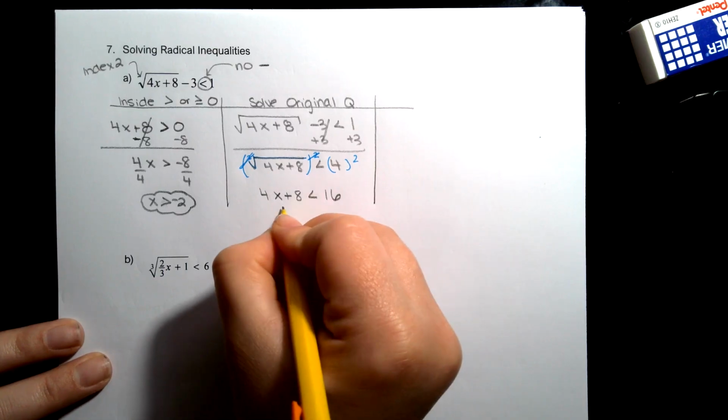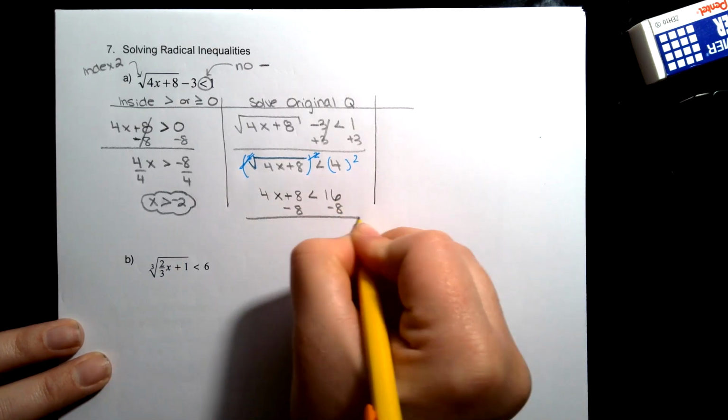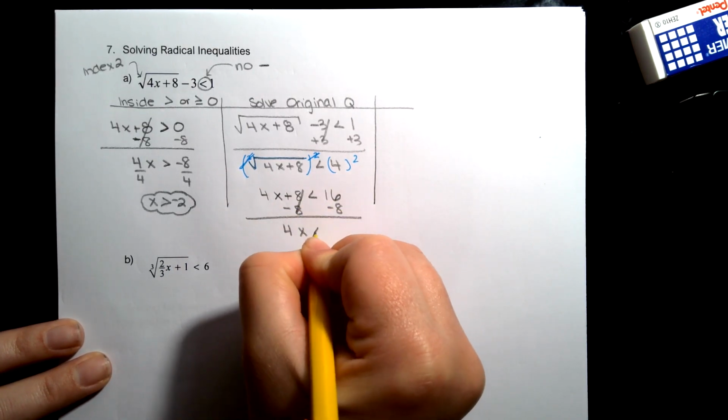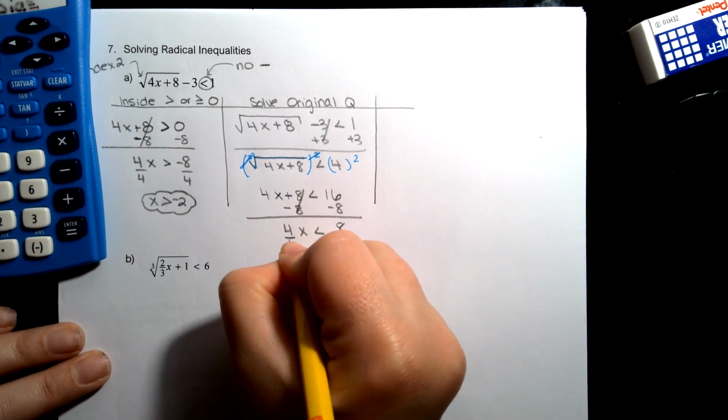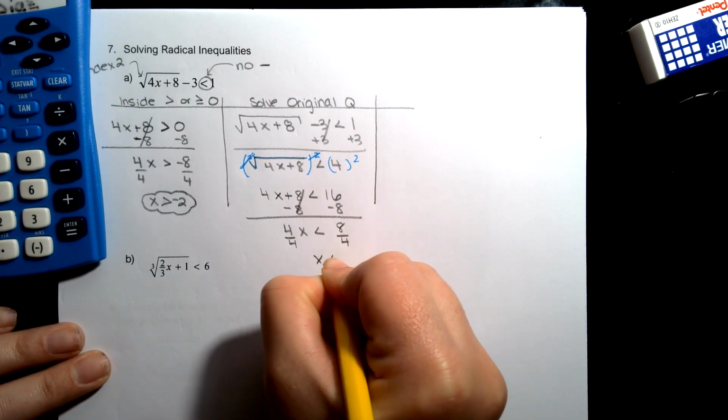We continue solving. So far, we have not multiplied or divided by a negative number. So our symbol, notice how I'm writing down the symbol, it's staying the same. We have 8 here, divide by 4, divide by 4. X is less than 2.